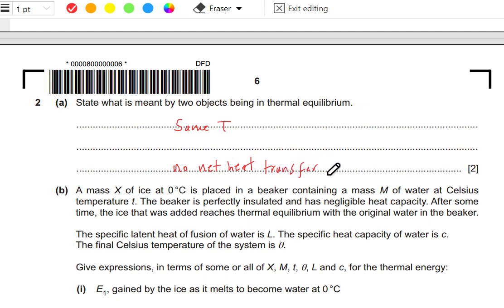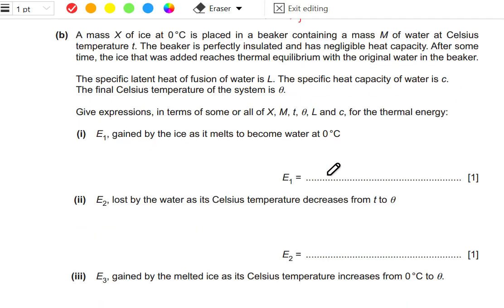A mass x of ice at 0 Celsius is placed in a beaker containing mass m of water at T Celsius. The beaker is perfectly insulated and has negligible heat capacity. After some time, the ice that was added reaches thermal equilibrium with the original water in the beaker. The specific latent heat of fusion of water is L, the specific heat capacity of water is C, and the final temperature of the system is theta.